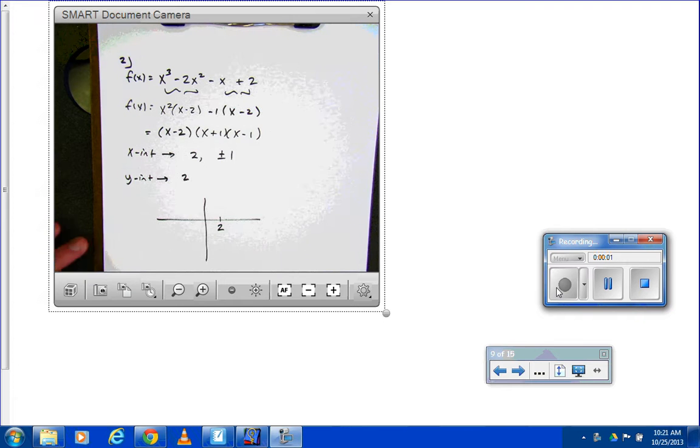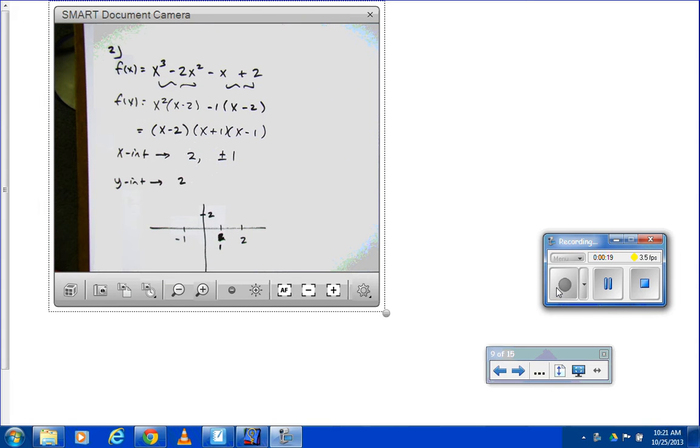Right, 2 and then plus or minus 1. Probably should have. I'm going to make this 1 right there instead. All right, and then 2, and then negative 1. And some of you guys forgot to put the y-intercept on there. You have to put that on there too and label it. Okay, the 2. All right.